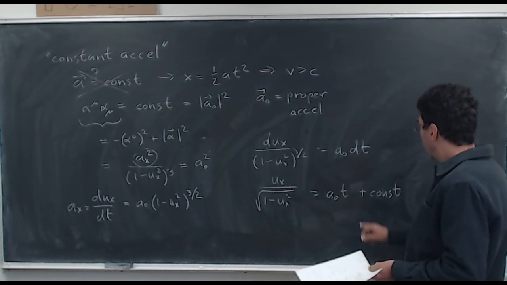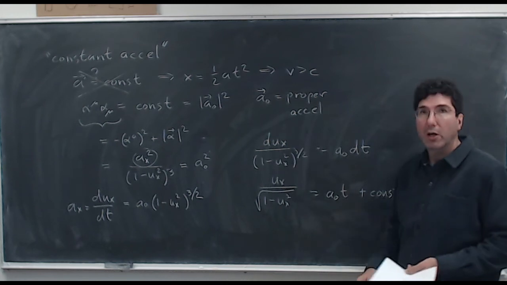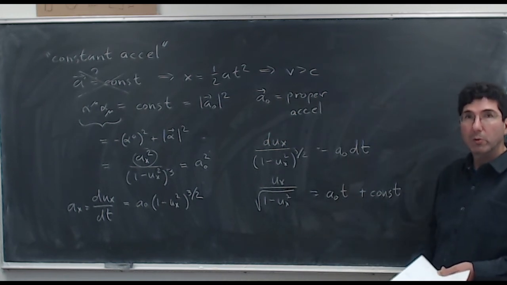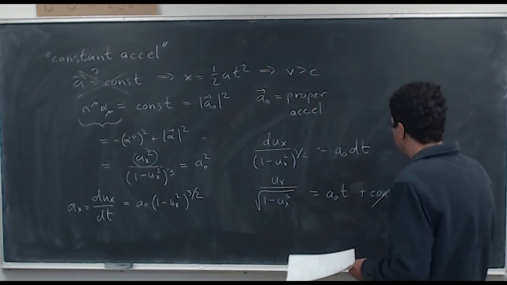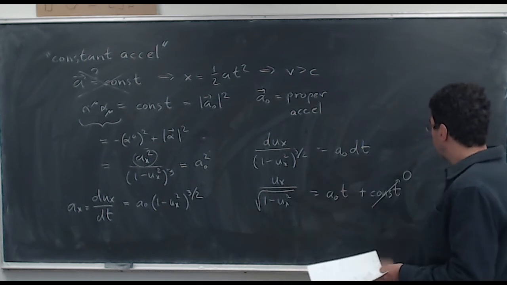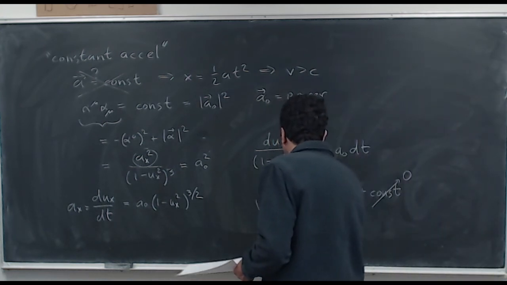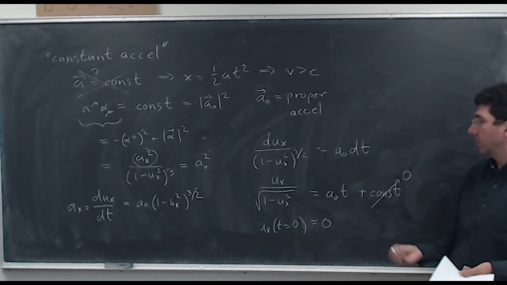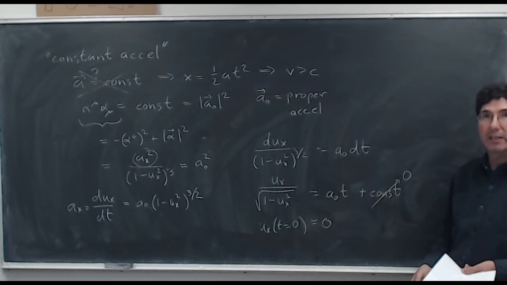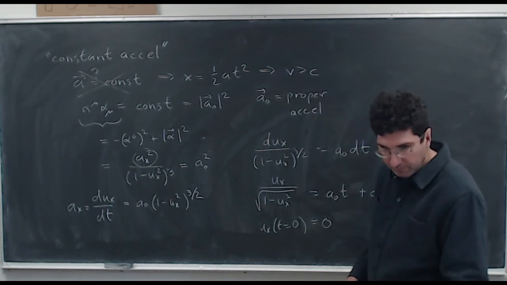So notice that the fact that we can add a constant here just corresponds to our freedom to choose the origin of time. So we're just going to set this constant to 0, and what that means is that u_x at t equals 0 is equal to 0. So we're saying that t equals 0 is the time where the particle is at rest in whatever frame we're talking about.